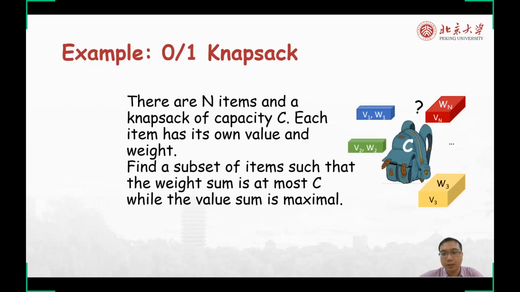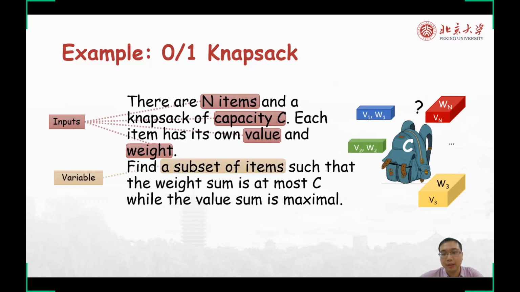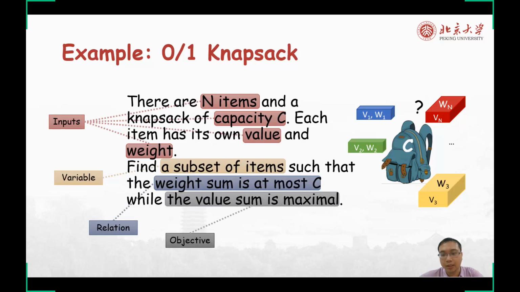For instance, 01 knapsack is a classical CP. There are n items and a knapsack of capacity C. Each item has its own value and weight. We're supposed to find a subset of items such that the weight sum is at most C while the value sum is maximal. In this problem, there are 4 input arguments: n, C, and the items' value and weight; 1 variable, a subset of items; 1 relation, the total weight is at most C; and 1 objective function that maximizes the total value.